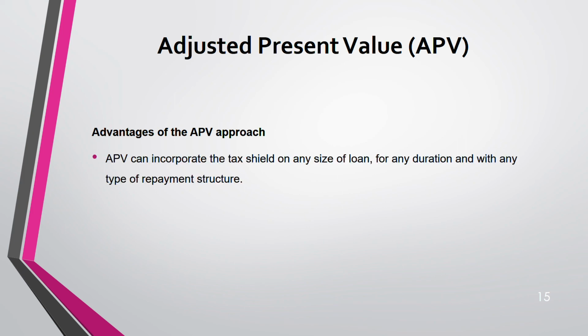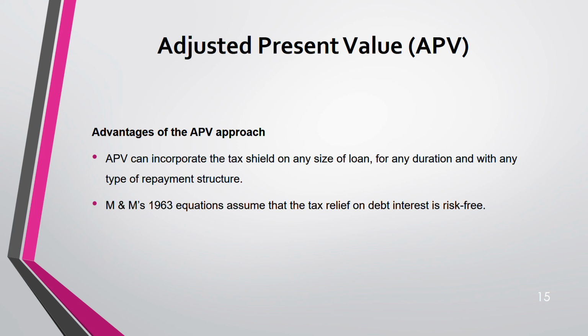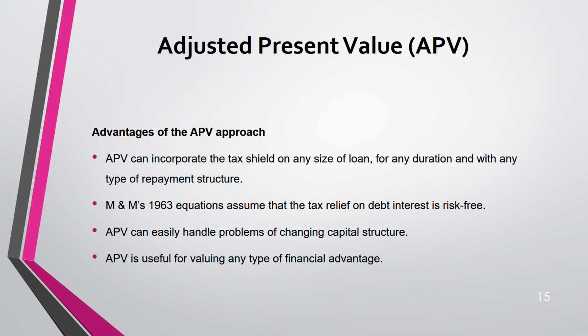But the advantage is that any tax shield on any size of loan can be incorporated in this APV, for any duration with any type of repayment structure. APV will look into it. Second, M&M's theory says tax relief on debt interest is risk free. APV can easily handle problems of changing capital structure. If you are changing your capital structure, debt to equity, debt 30%, equity 40%, if you are changing that ratio, APV can easily handle that problem. Then APV is useful for valuing any type of financing advantage. Any source of finance you use in any way, APV is useful for that.